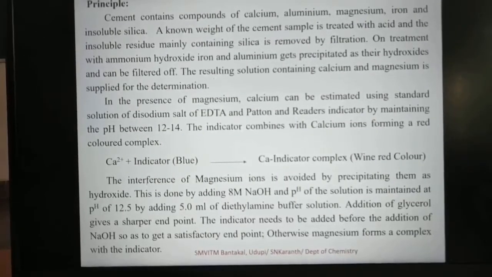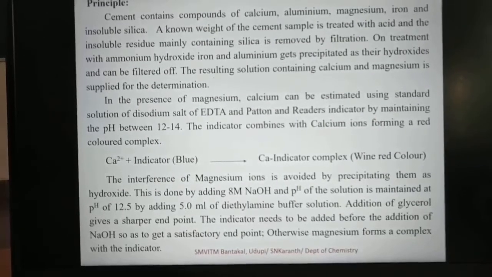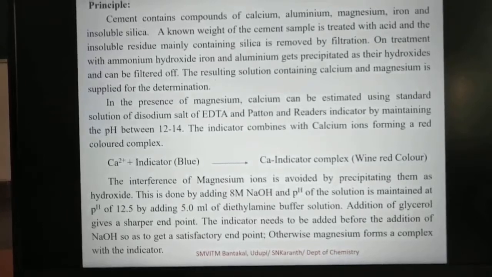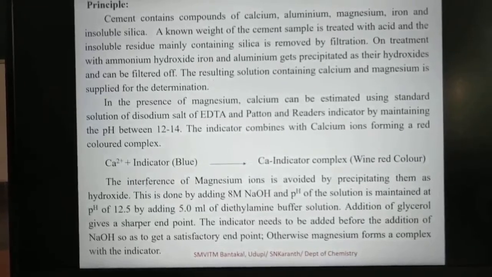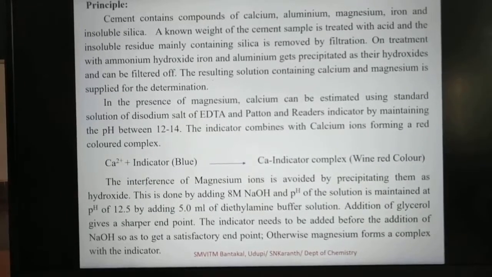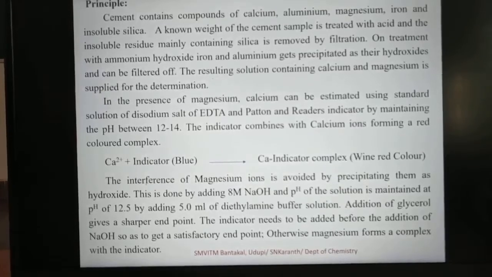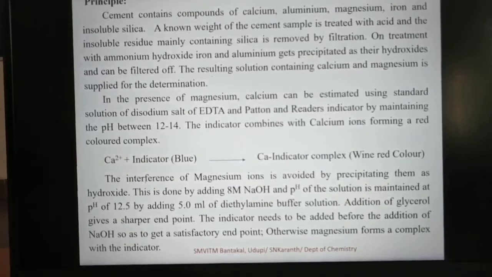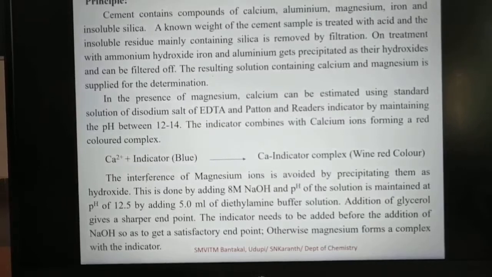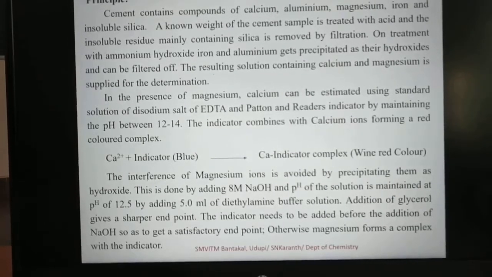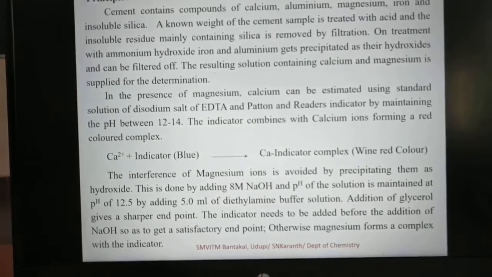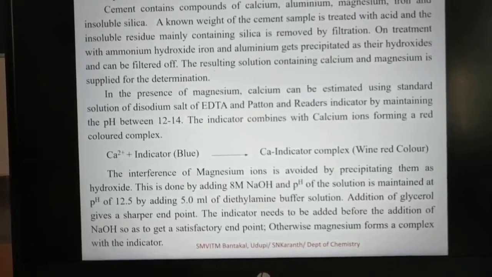The resulting solution mainly contains calcium and magnesium. If you directly titrate this with EDTA, then both calcium as well as magnesium combine with the EDTA. So we should carry out the titration in the presence of magnesium, and we detect only the quantity of calcium present in the cement sample.